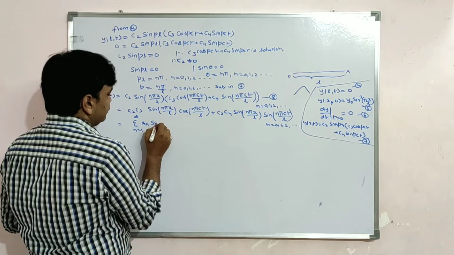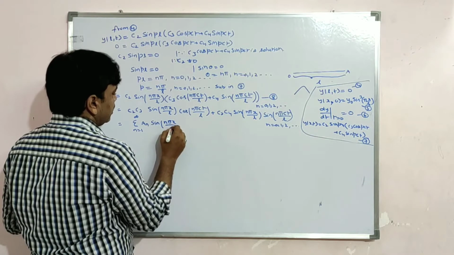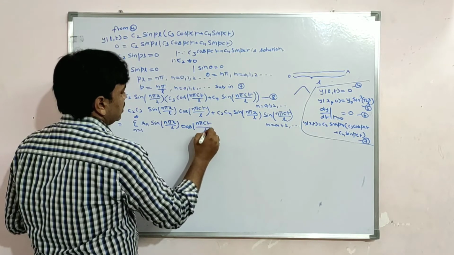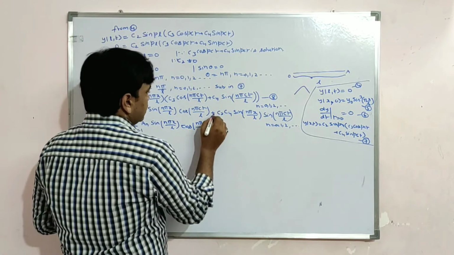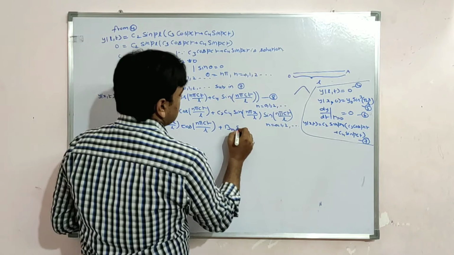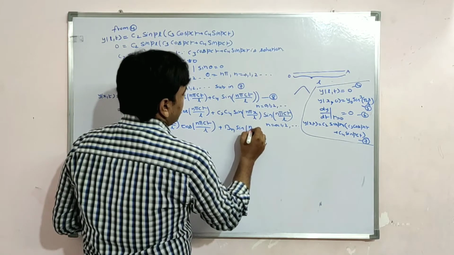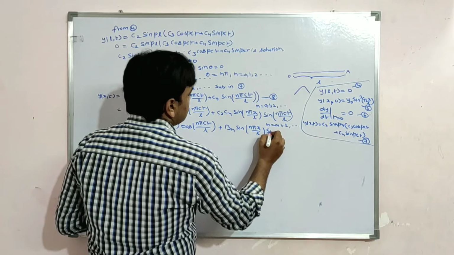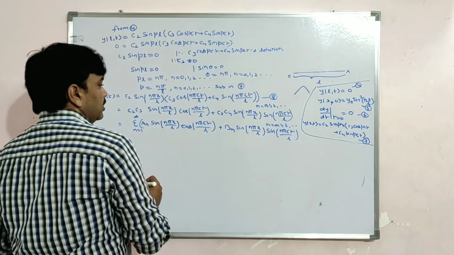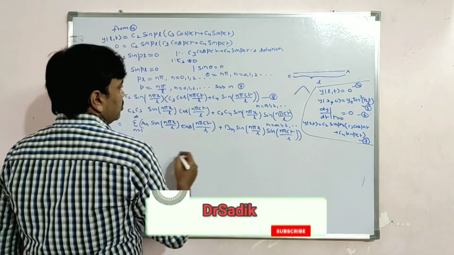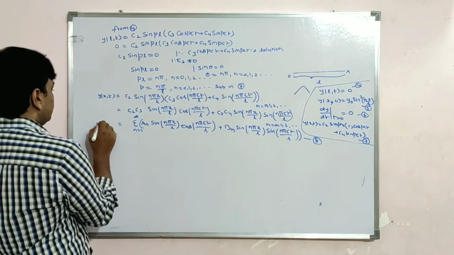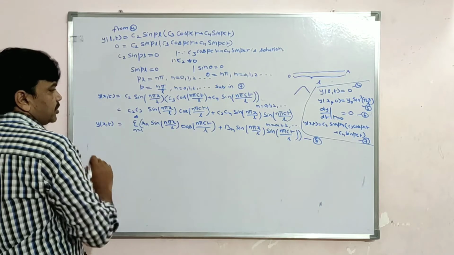So an sin n pi x by L into cos n pi ct by L plus C2 C4, say bn, sin n pi x by L into sin n pi ct by L, bracket close, students. Now this is 8, students, this is y at x comma t, the displacement at any time.